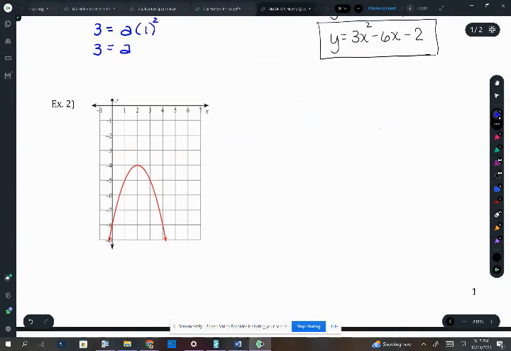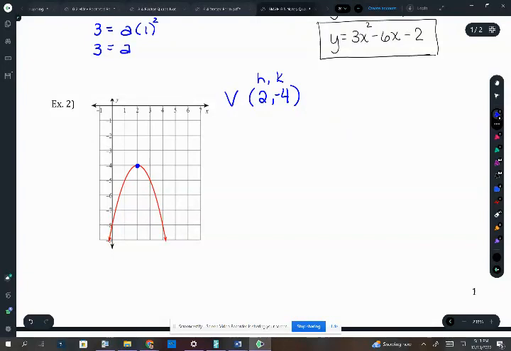So we're going to be given the vertex point, which in this case is +2, -4. So this is my vertex point. So again, this is h and k.